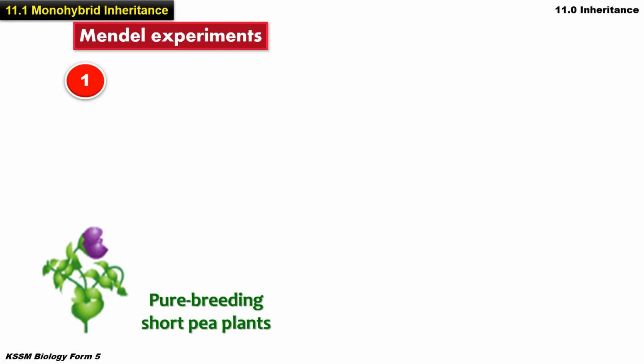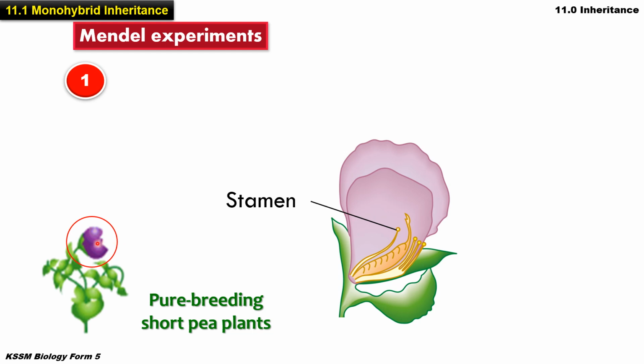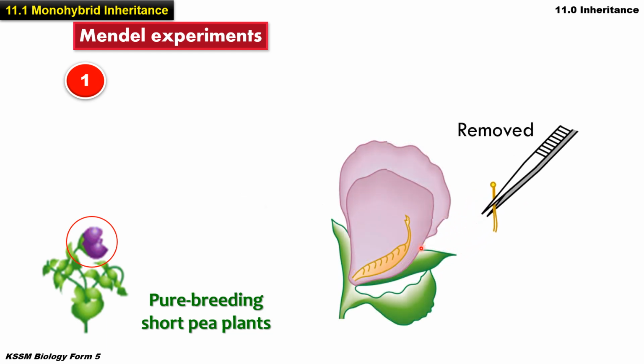First, apa Mendel buat ialah, Mendel took the pea plant yang pendek. Sebab sekarang ni, karakter yang Mendel nak fokus hanyalah height, ketinggian pokok. Tinggi ada dua kan, sama ada rendah ataupun tinggi. So Mendel took the short pea plant, and the flower of the short pea plant, kita tahu dia ada dua, stamen and pistil. So the stamen part, Mendel removed.